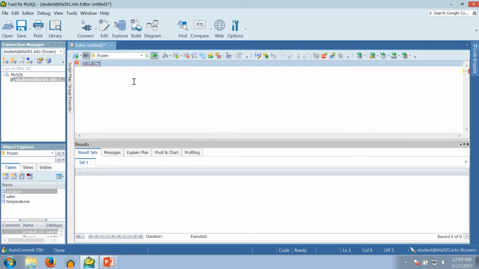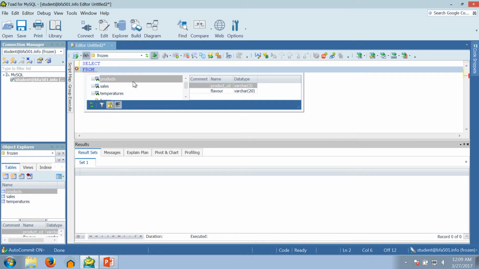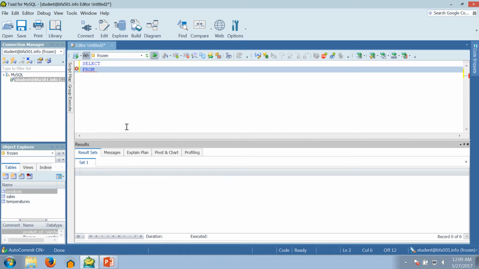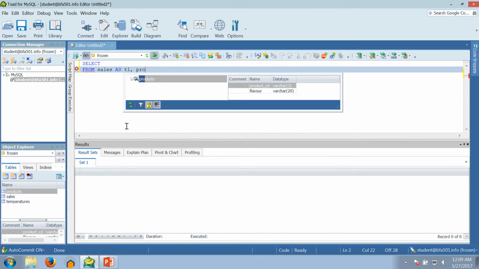Okay, let's start with select and then from. Let's have a look at the question again. We need to show the average unit price for each flavor of the ice cream. We know that the unit price comes from the sales table and the flavor comes from the products table, so in this case we need to combine two tables. The first table is the sales table, you can use T1, and the second one is the products table. Let's use aliasing as T2.